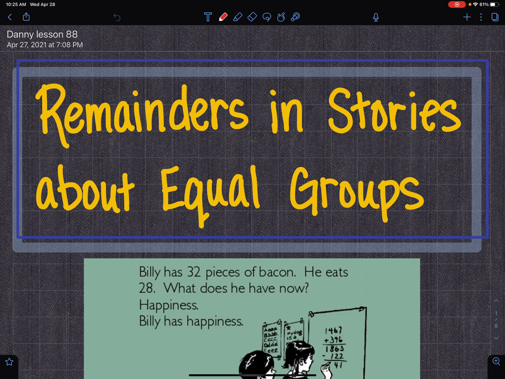Today we are going to talk about remainders in stories about equal groups. You already know how to do division with remainders, so we're going to be using that information. And you already know how to do word problems about equal groups. So we're going to put those two things together and work on a little bit more difficult word problems that talk about equal groups, okay?